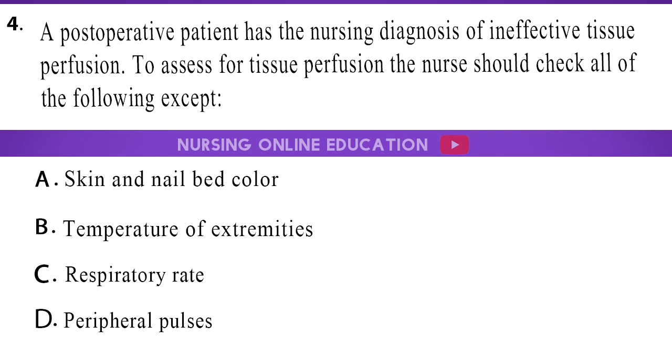4. A postoperative patient has the nursing diagnosis of ineffective tissue perfusion. To assess for tissue perfusion, the nurse should check all of the following except: A. skin and nail bed color, B. temperature of extremities, C. respiratory rate, D. peripheral pulses. The answer is option B, temperature of extremities.